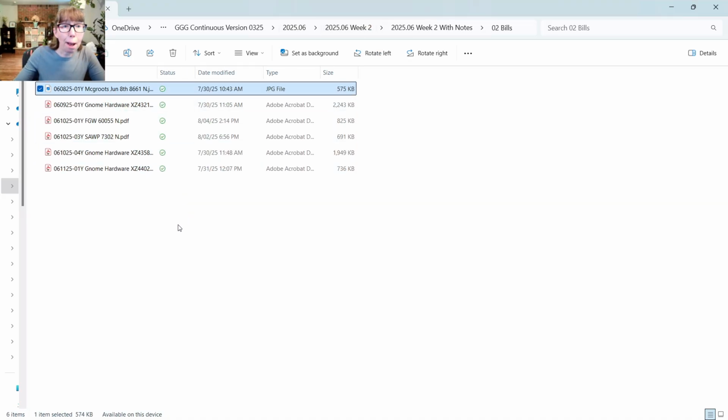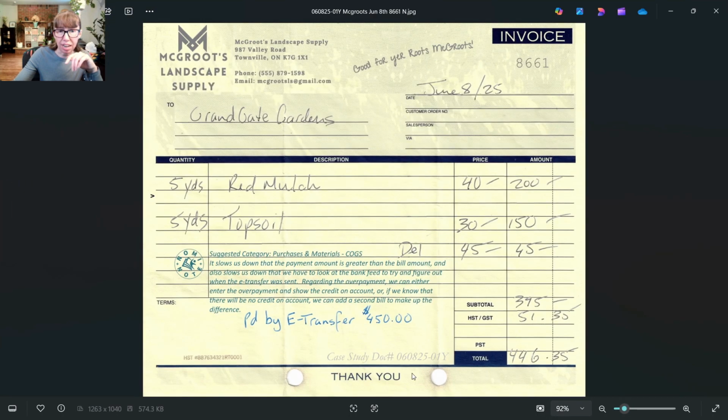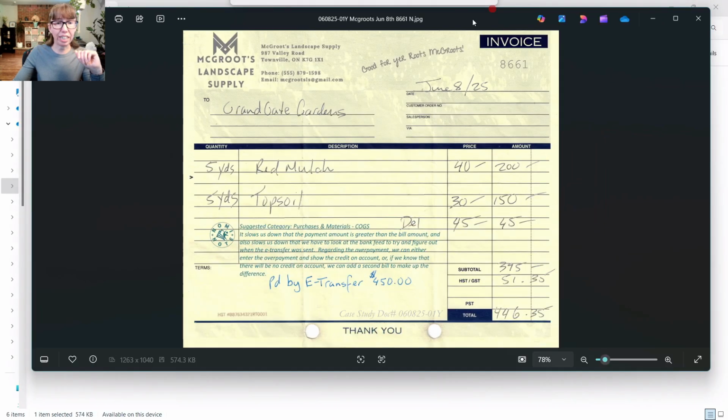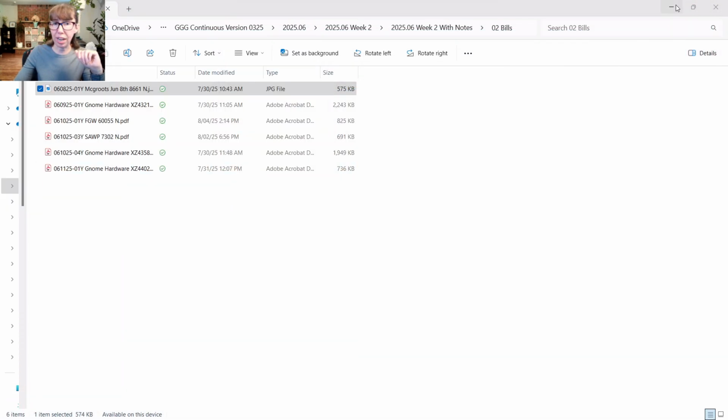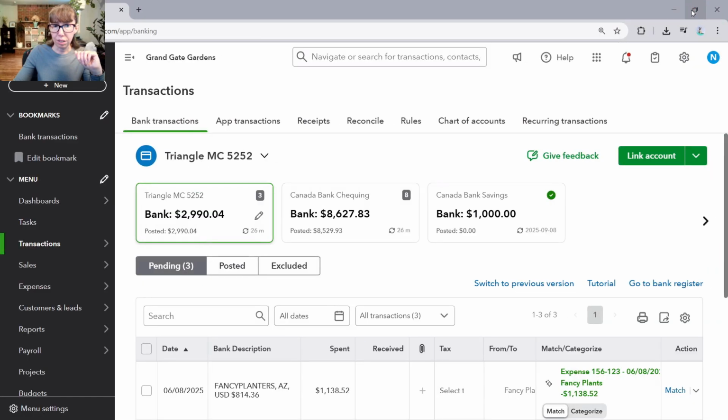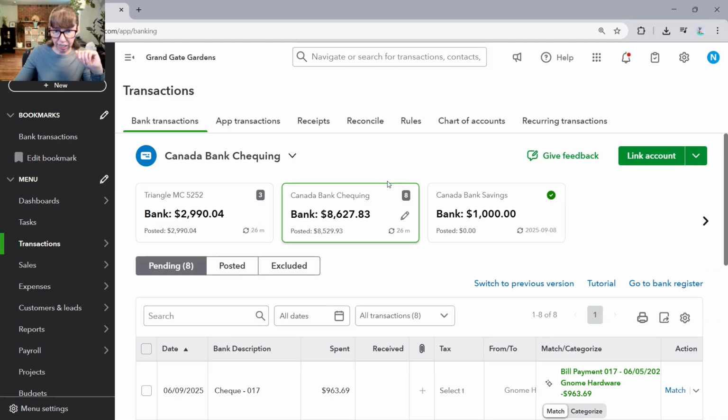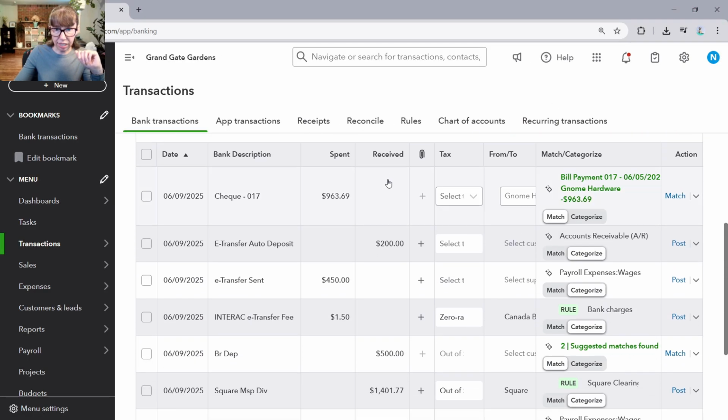So we have a Mcgroots bill. Let's open it up. So in this case, it actually was paid by e-transfer. Now we're not told when that e-transfer was made, but it also doesn't match the actual invoice amount. So now we get to have a quick little discussion about what to do in that situation. First of all, let's see if we can find when that e-transfer was sent. Was it sent June 8th? So let's go to the Canada Bank checking and just see. There it is. It was actually sent June 9th.